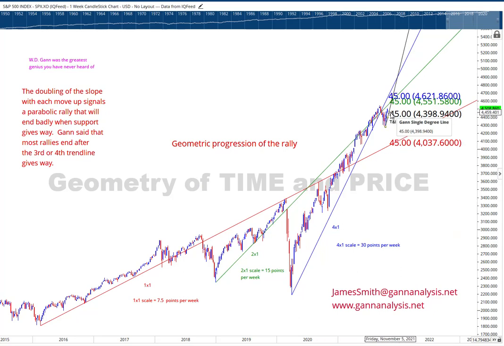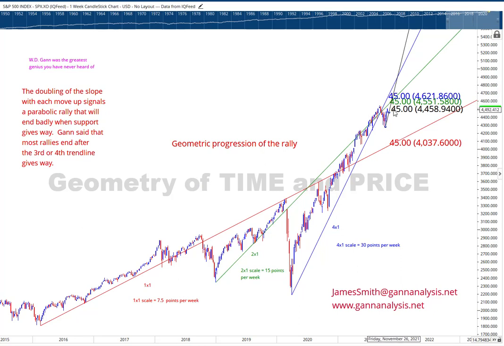They can go higher than you think is rational. You know, this market could go to new highs, but you'll know when the correction is starting when this black line gives way. Currently it's at 43.98. It moves up 60 points per week, so next week it'll be 44.58 or 44.59. So it keeps going up like that.